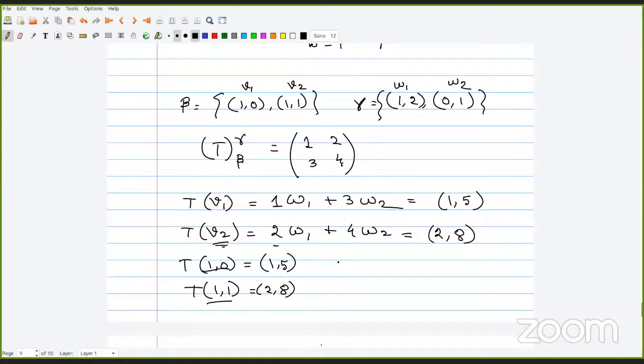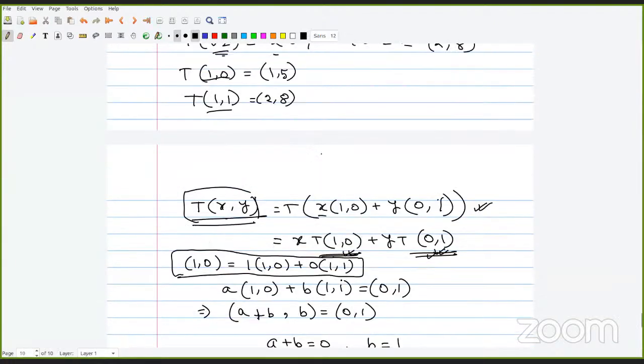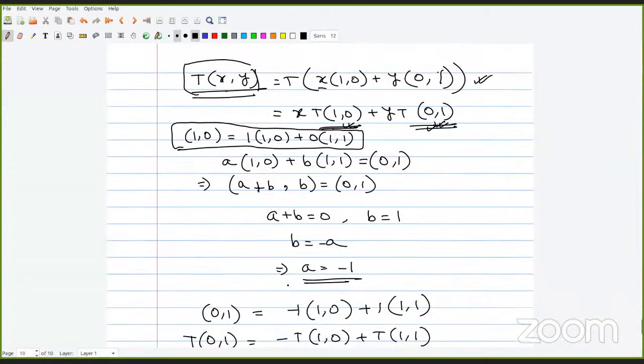Again, T of V2, which is (1,1): we take the second column in the transformation matrix, (2,4), and in the basis that we have calculated it is (2,8). These we have established: T of (1,0) is (1,5) and T of (1,1) is (2,8). Now we need to find the relationship T of (x,y).